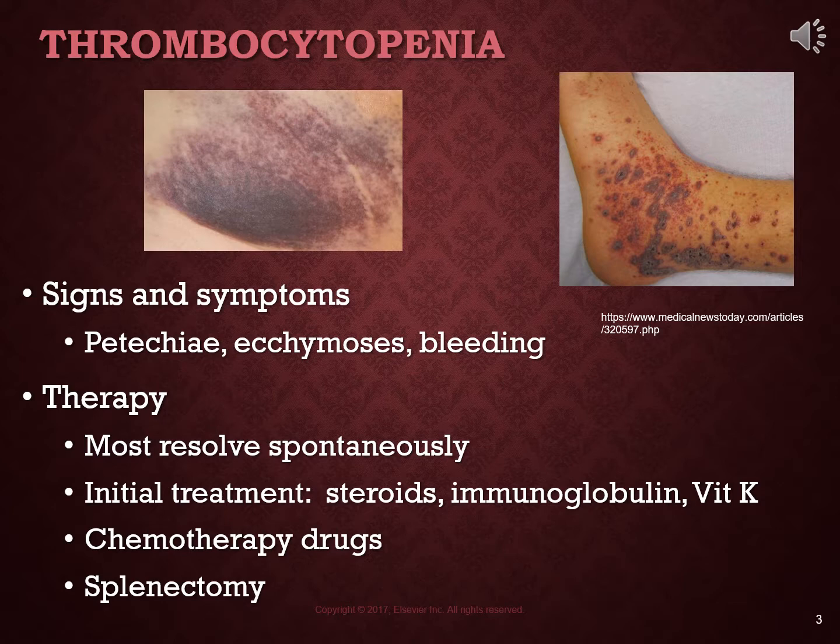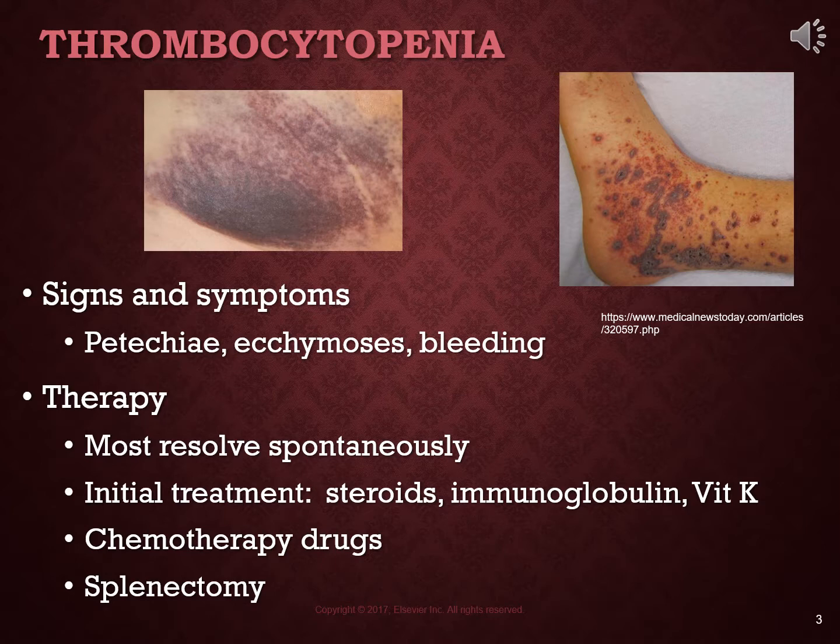For therapy, most types of these resolve spontaneously. But if you need treatment initially, they will look at steroids. Steroids prolong the life of platelets through immunosuppression, because remember, sometimes there are antibodies present against the platelets. Immunoglobulins can help. Vitamin K, remember, is important for clotting. And sometimes chemotherapy drugs are given.